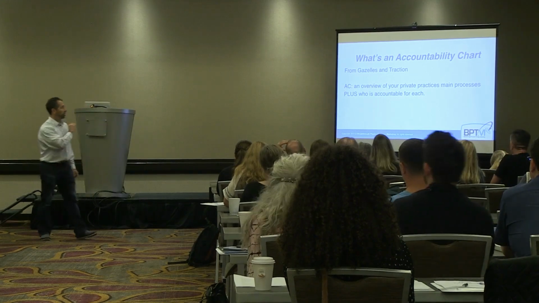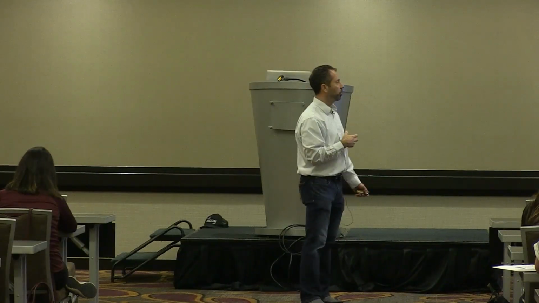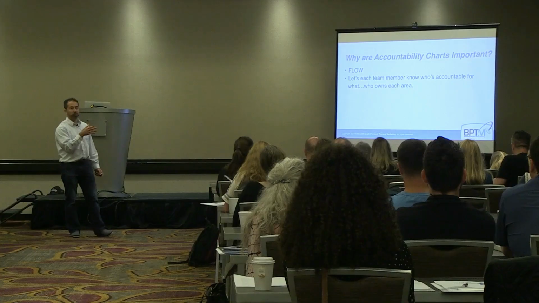So an accountability chart is an overview of your practice, and it's not only who's accountable for each, it's who's owning each area. Like you want your marketing person to say, I'm owning new patients. We need 20 new patients next week, and I own it. So why are they important? Flow, first of all. Like you want to see how a patient flows through your practice, also how different offices interrelate. It lets each team member know who's accountable for what, who owns each area, right?